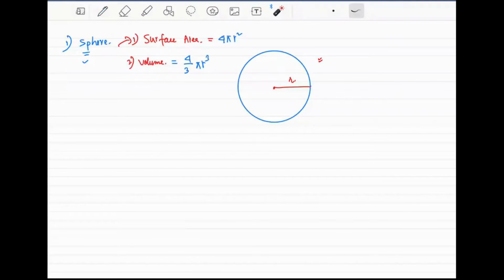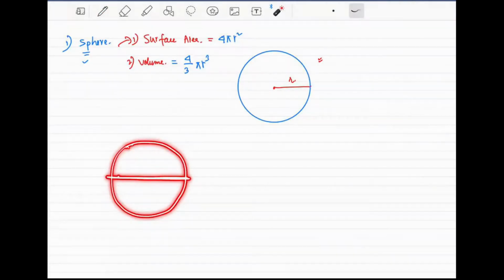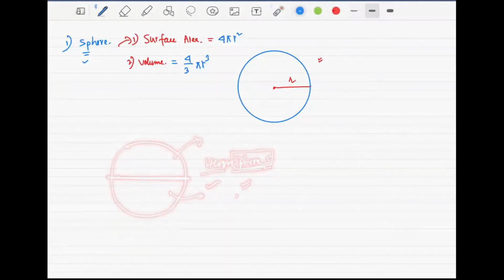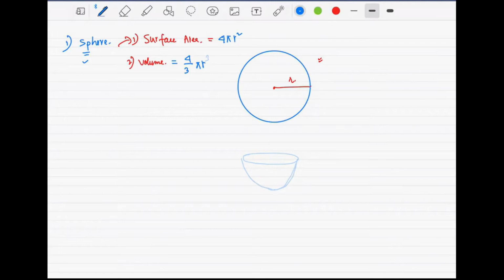But cut it in half. Cut the sphere into half. You have a sphere right here. You cut it into half. Then the two similar parts that you are able to obtain from a sphere are called hemispheres. These are half of a sphere, right? So we will call them hemispheres. If I draw a hemisphere, it will look like this. This is a hemisphere. Let's draw it properly.